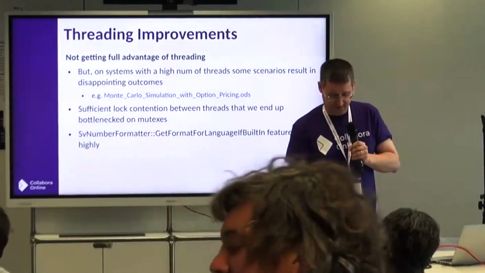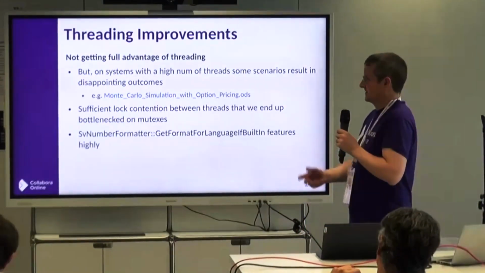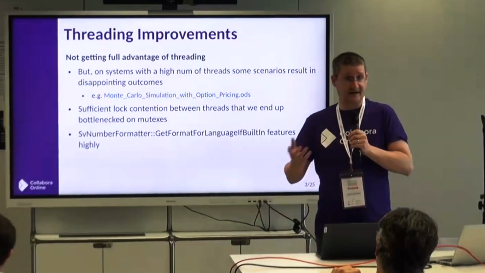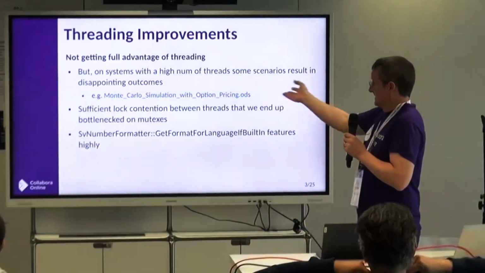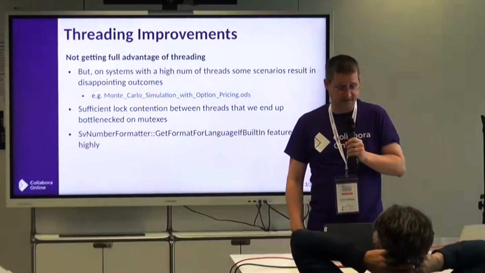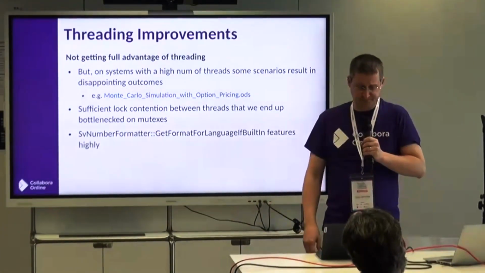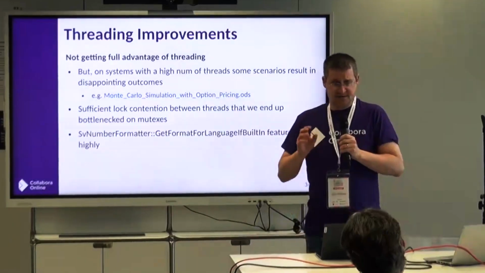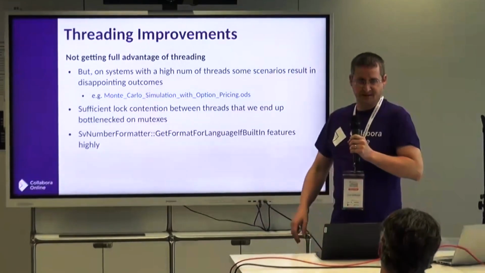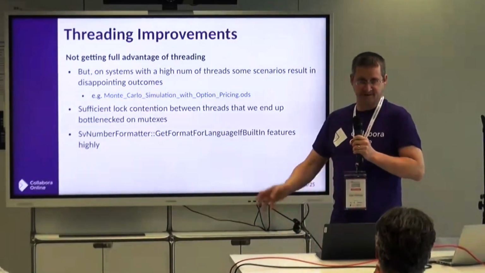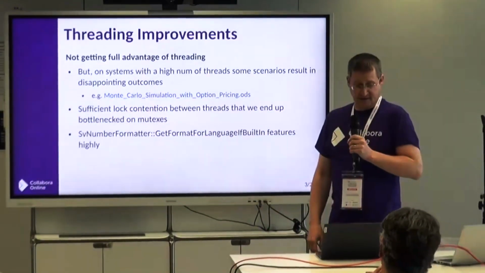So what we discovered, or it was brought to our attention, was that there are certain circumstances where this threading work was giving worse results than if you had had no threading at all in the first place. A particular example that was given to us is this ODS there, and in the slides it links to the repository where we have this example document. The problem was that there was so much locking going on between all the threads that the amount of locking was taking far more time than the advantages we were getting from threading.